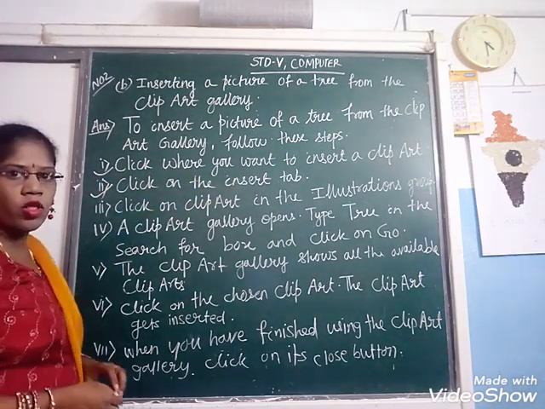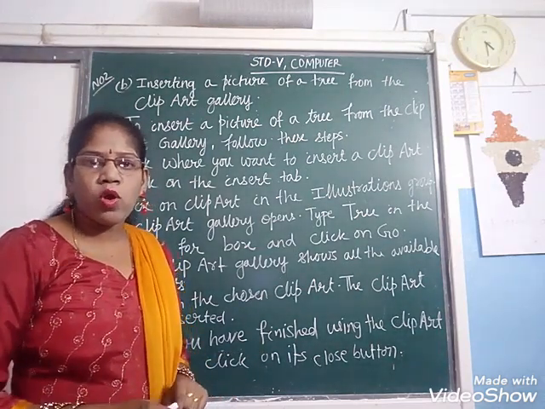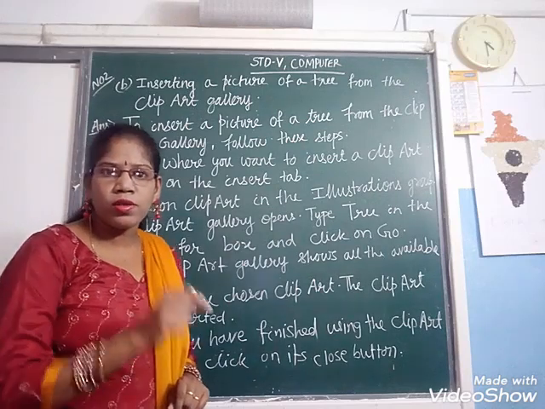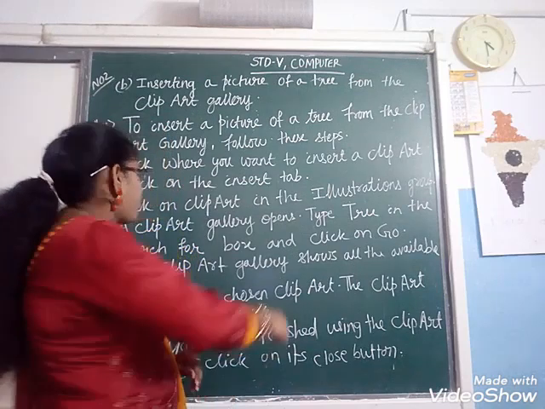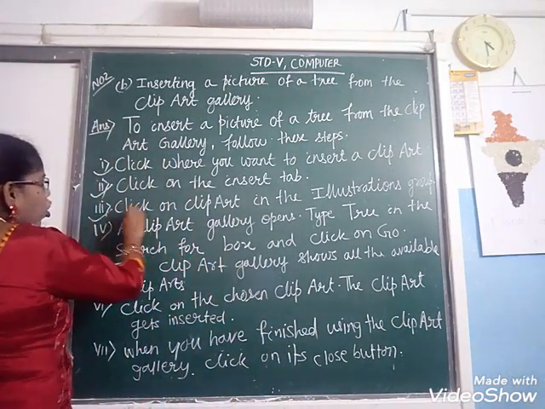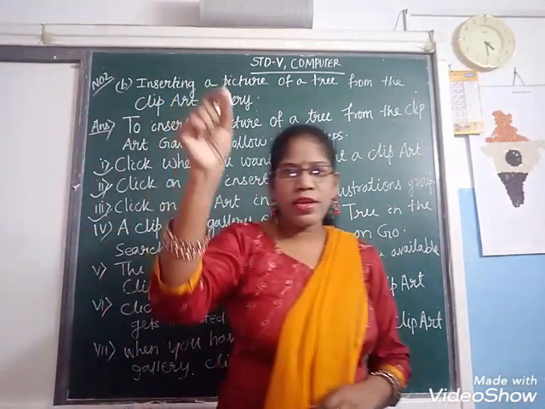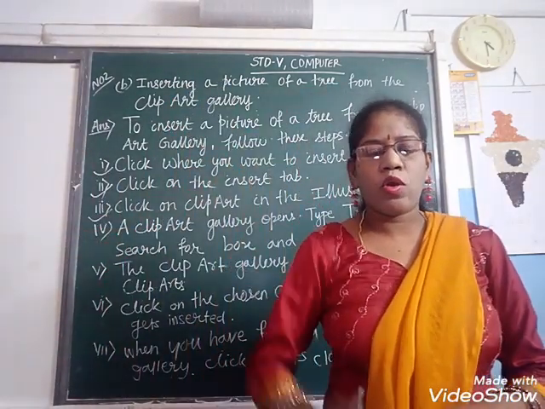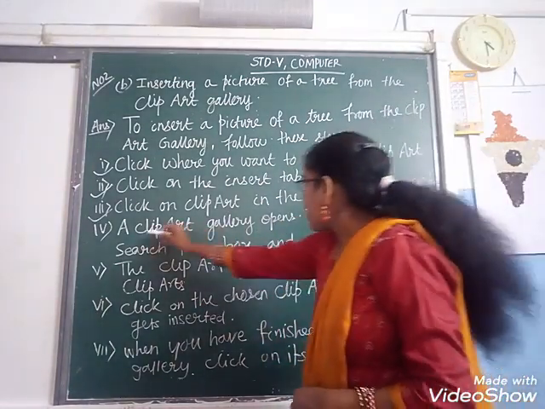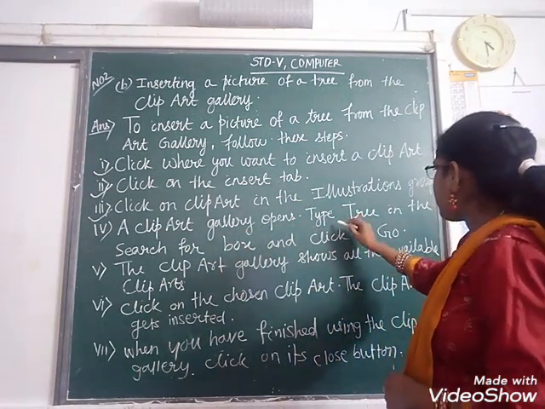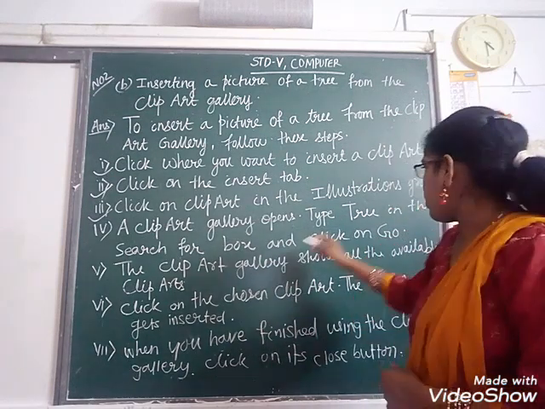Second is click on the Insert tab. In MS Word, where you want to insert the clip art, you click there. Then after that you go to where? Insert tab. Click on clip art in the illustration group. From the Insert tab, in the illustration group, you click on what? Clip art. A clip art gallery opens. Then after that, what will happen? The clip art gallery will open.